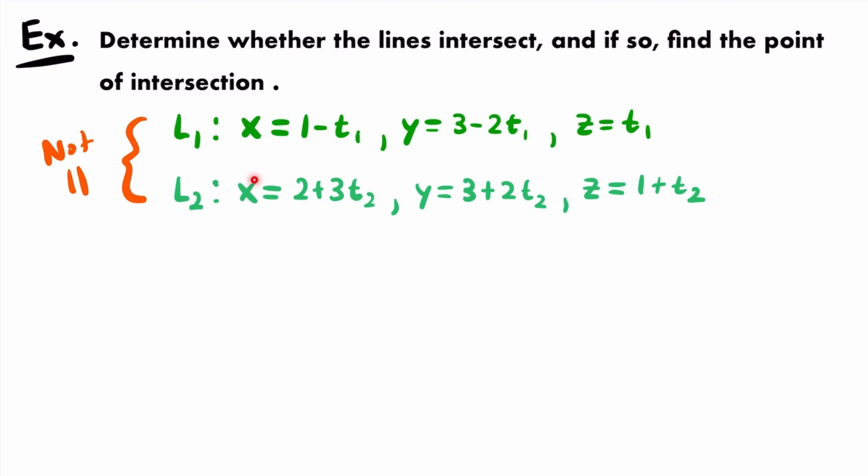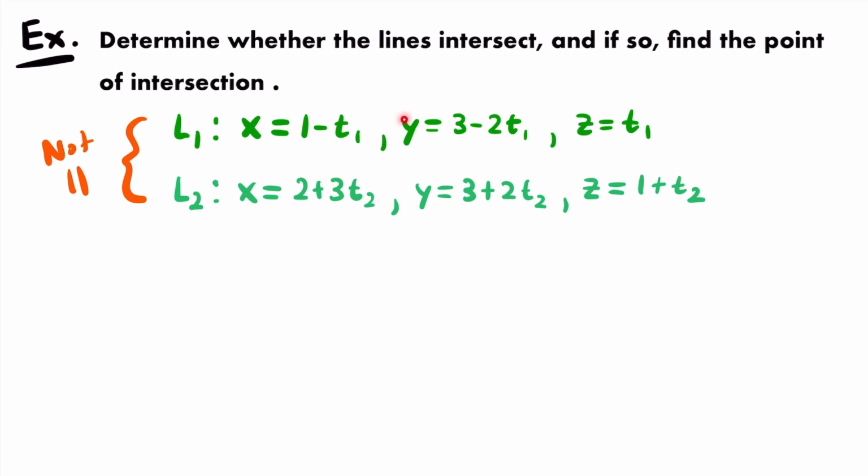We're going to set the x equations equal to each other, the y equations equal to each other, and the z equations equal to each other. And the reason we do that is because if you think about what these parametric equations represent, they give you an x, y, and z coordinate of a point on that line given a particular value of that parameter t1 or t2.